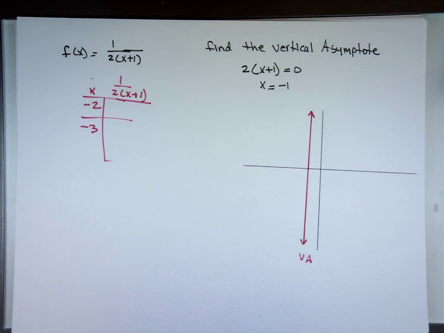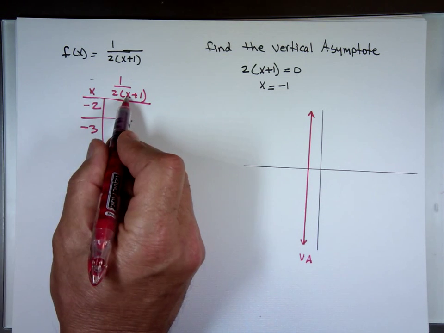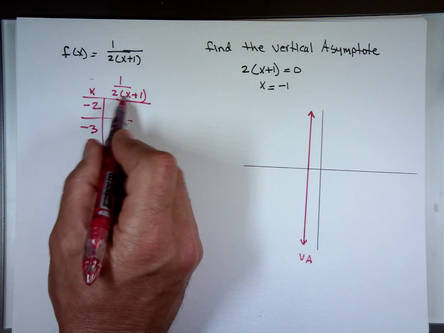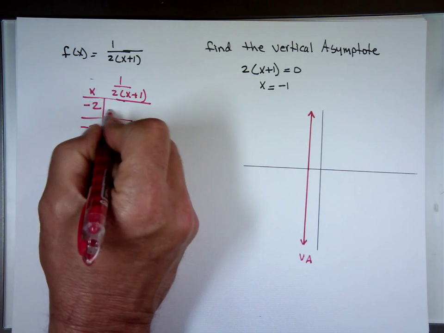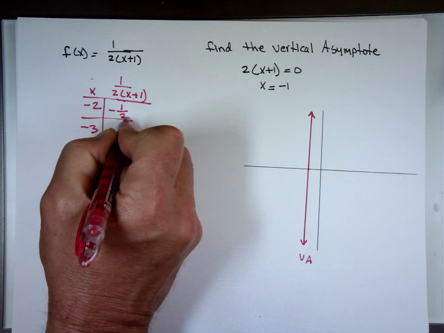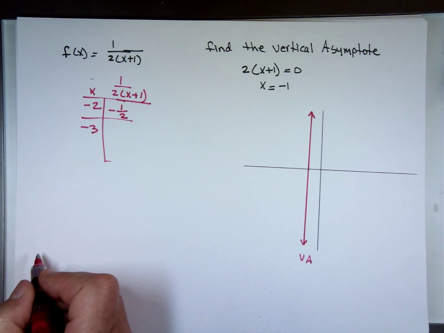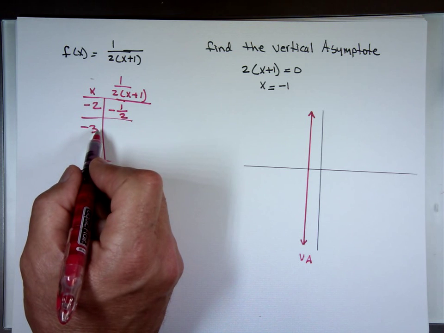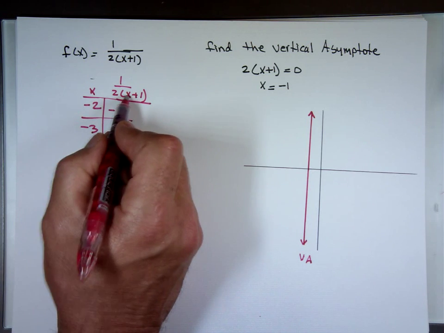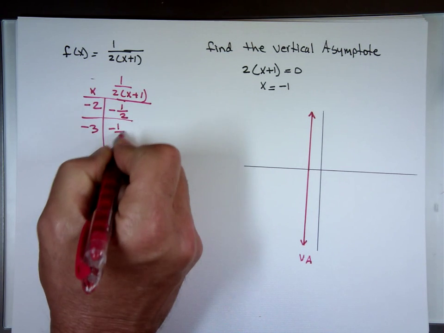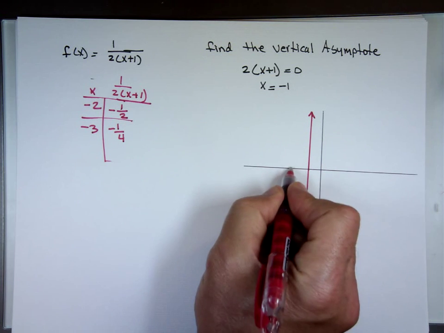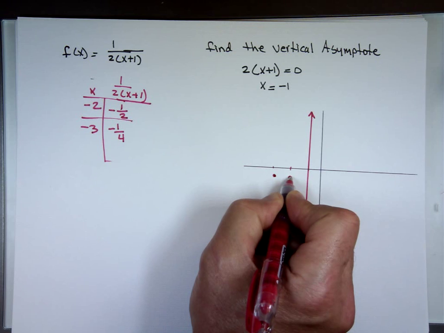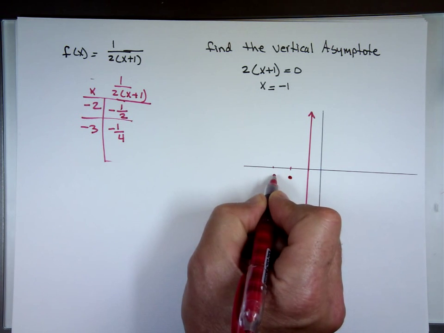When x is -2, plug it in. What's -2 plus 1? -1. Times 2, -2. That's -1/2. When x is -3, that's -2 times 2, that's -1/4. So I'm looking at it. Here's -1, 2.5. -3, which is 1/4.